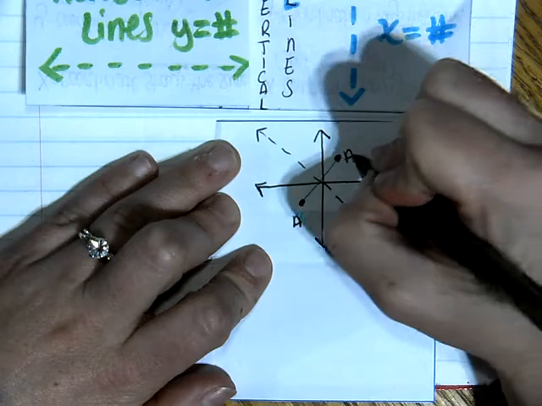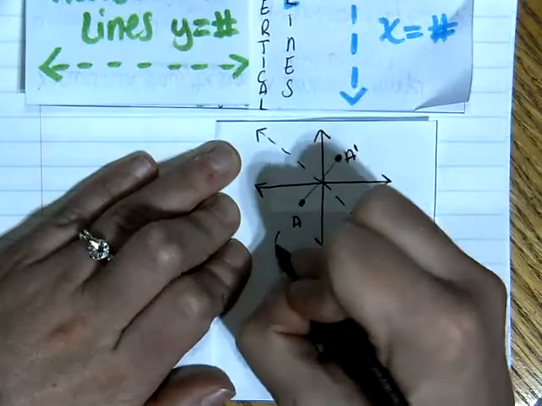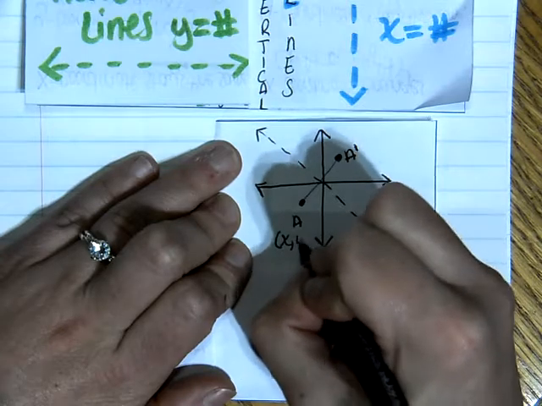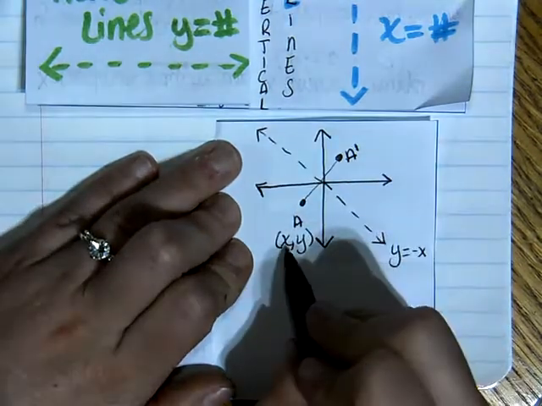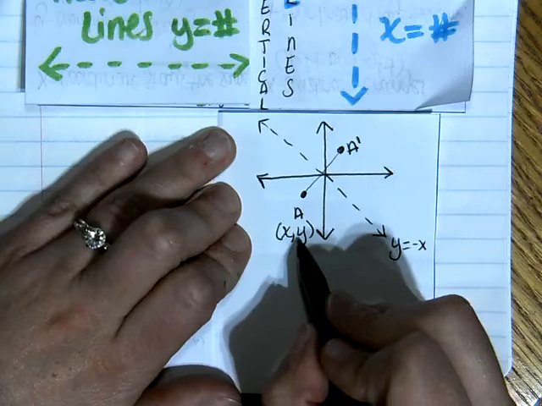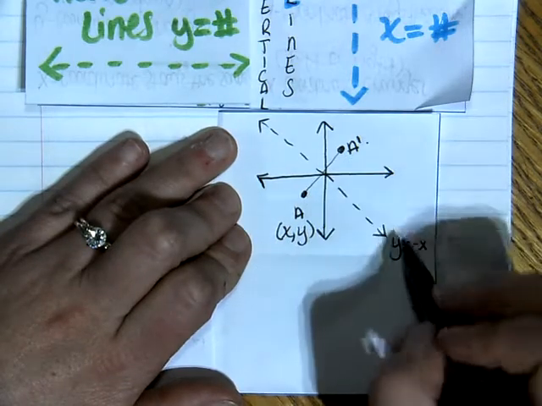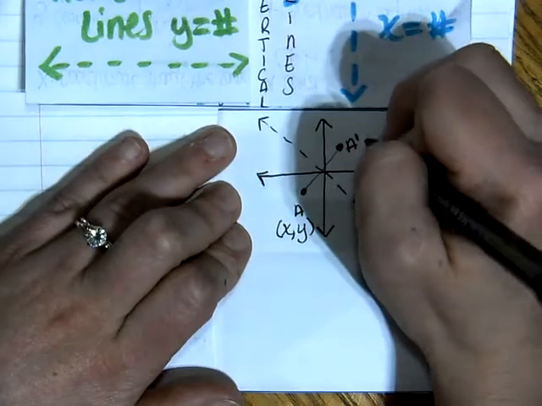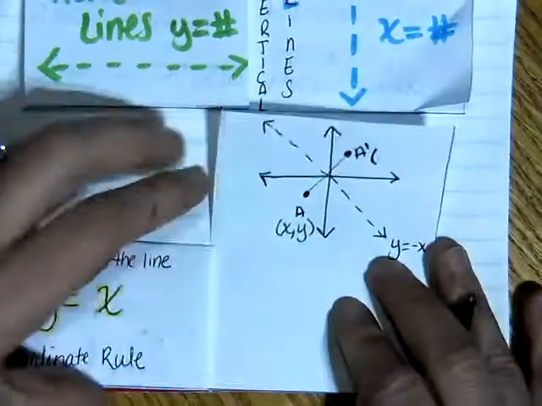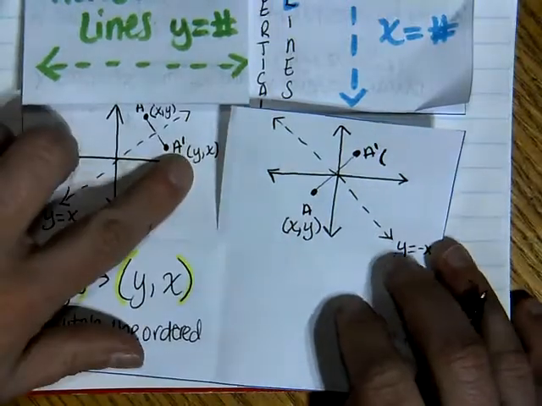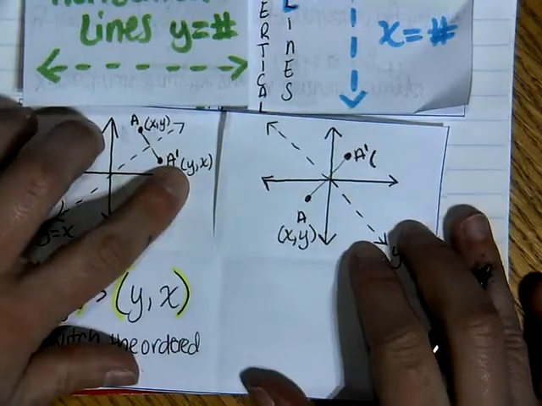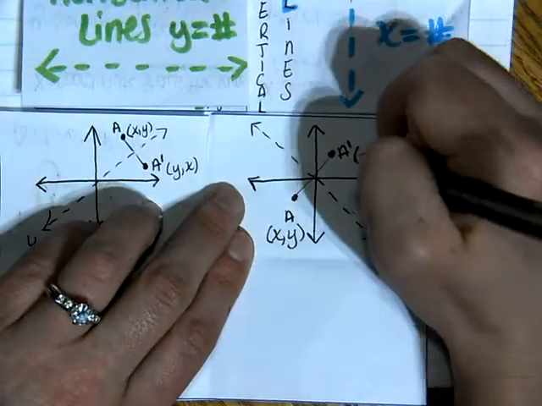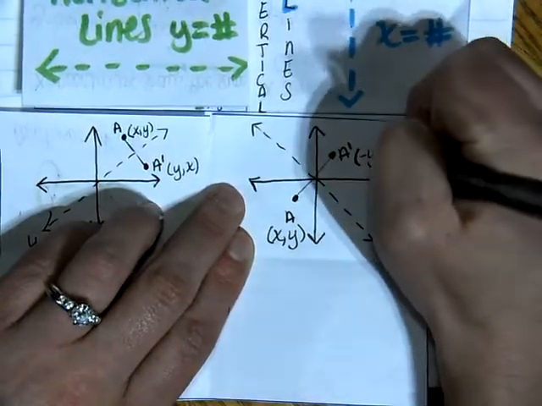y equals negative x. My ordered pairs, notice where I had A before. It was at some x, y. And down here, my x values are negative and my y values are negative. And to reflect it across this line, y equals negative x, my x and y values will become positive. So just like reflecting in the line y equals x, we had a reverse of our ordered pairs. Not only do we have a reverse of our ordered pairs, but the signs also become the opposite.